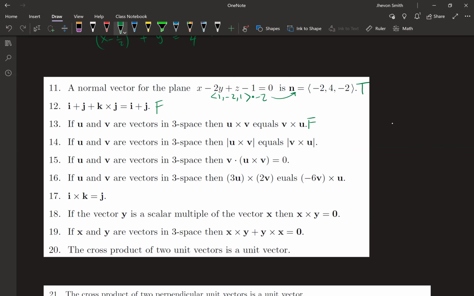These guys are vectors in 3 space. The magnitude of u cross v is equal to the magnitude of v cross u. True or false? That's true. If these are vectors in 3 space, then this dot with the cross product of u and v is 0. True. How do you know it's true? Right, u cross v is orthogonal to v, and we know that if two vectors are orthogonal, then the dot product is 0. These are vectors in 3 space, then this cross this equals, that should be equals, this cross u.